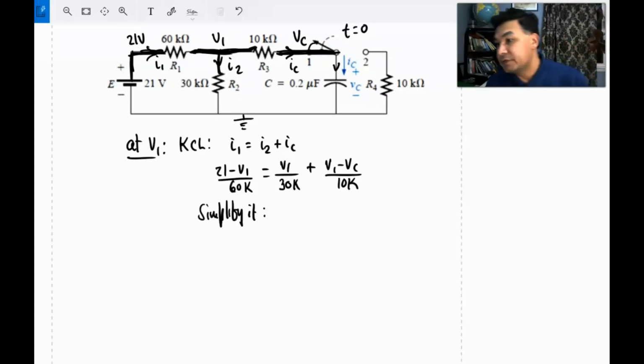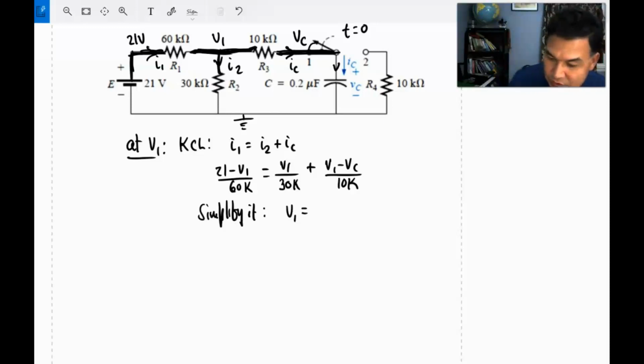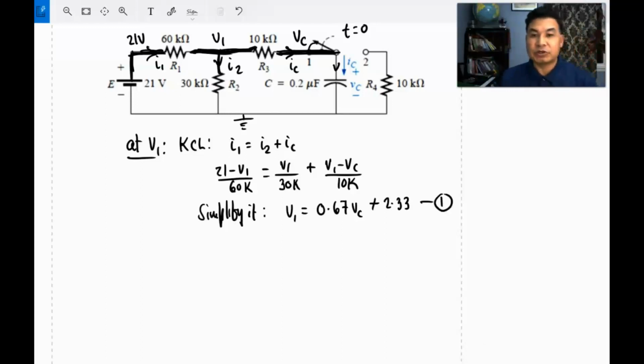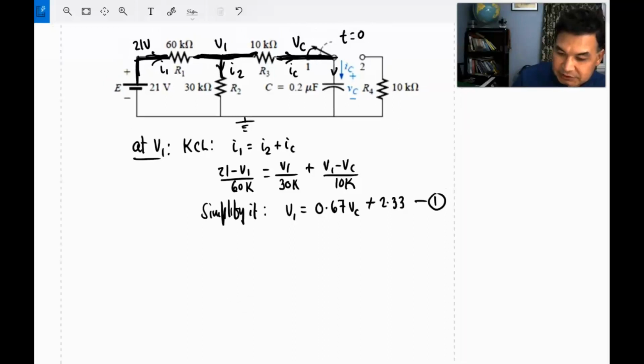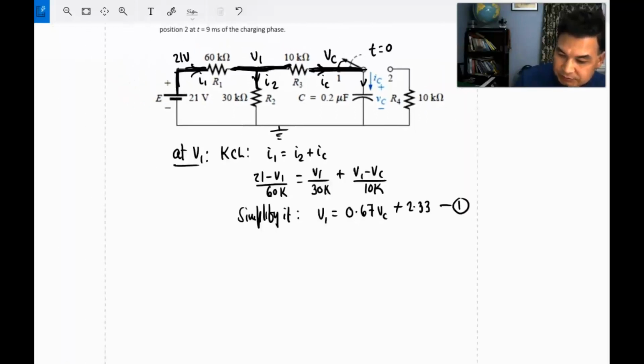If you simplify it, I'm just going to write down the result. It has these two unknown variables, so you'll get something like that. Your coefficients might be different, like 2.33. After simplifying, you get something like that. Let's say this is equation number 1. You need one more equation, and so at VC, this is at V1, you get one equation.